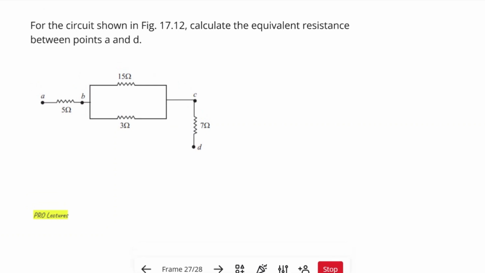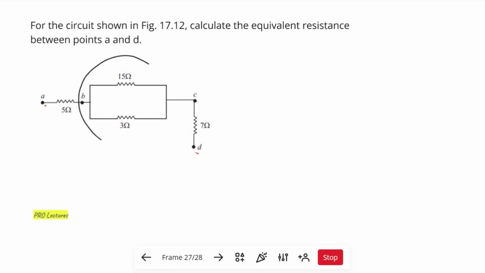Let's move on to another example. For the circuit shown, calculate the equivalent resistance between the points A and D. This is a parallel combination with equivalent resistance Rp, and then this 5 ohm, Rp and 7 ohm are in series.